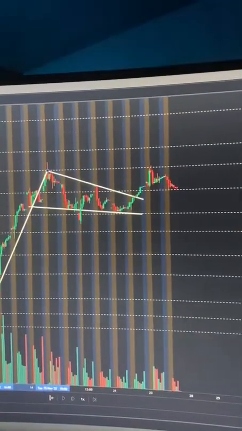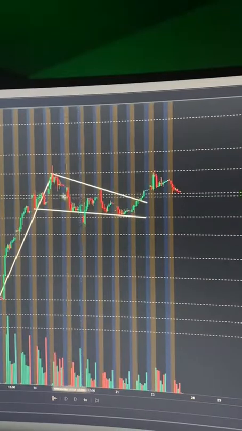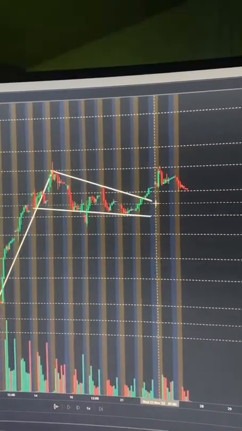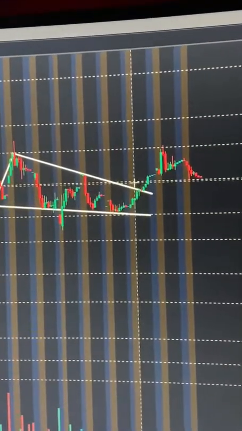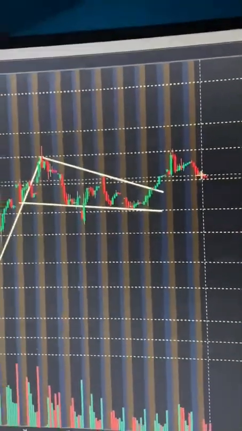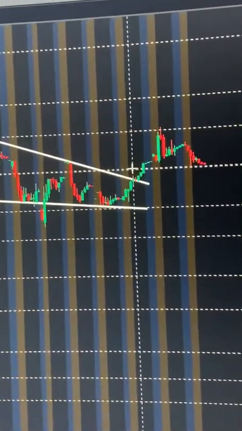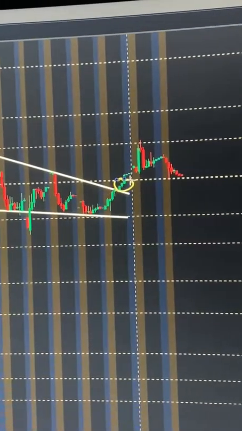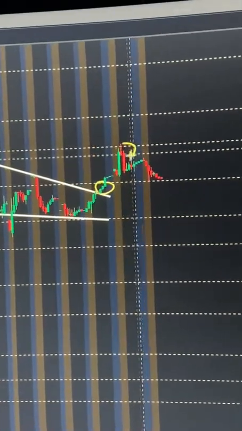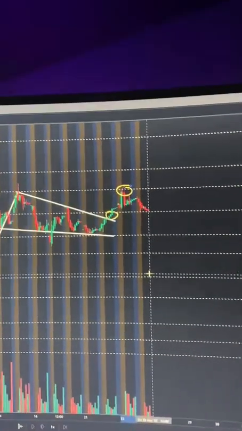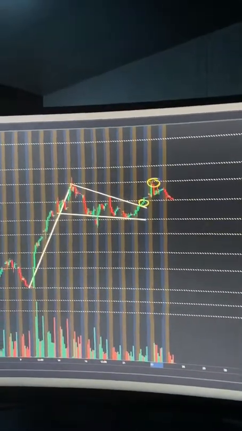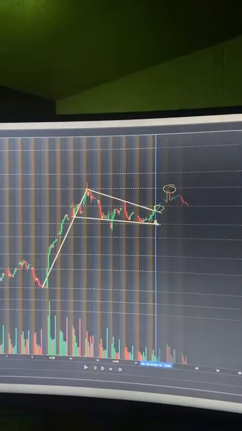So right here, you're pretty much going to enter on this breakout of this pattern, but also a breakout of this level. So I like to see two confirmations. I like to see a level breakout plus a pattern breakout. So in this case, you would enter here, enter on that break of that dotted line, and you'll take profit on the next dotted line. And I'll show you what it looks like before price action came by and took it out.